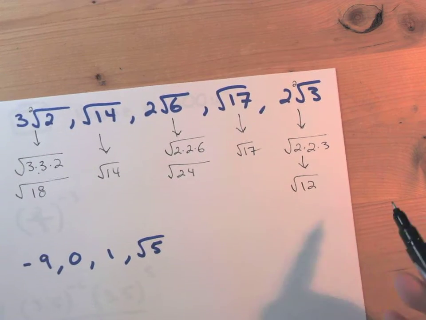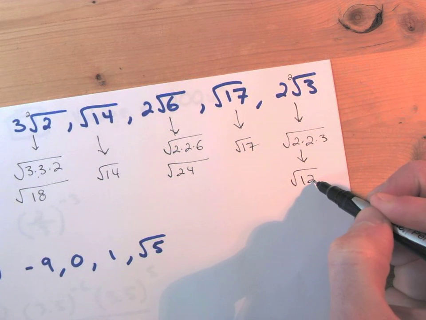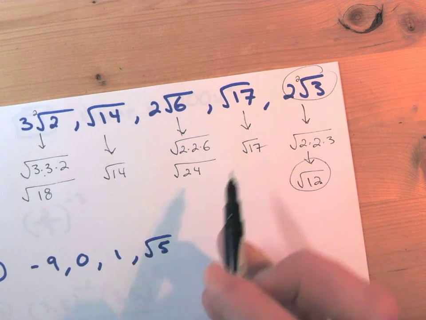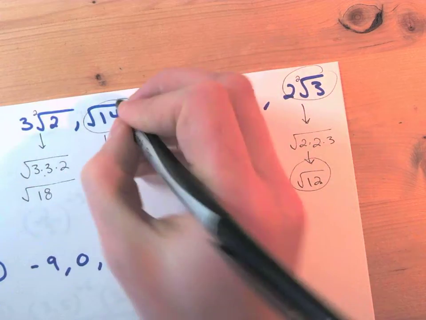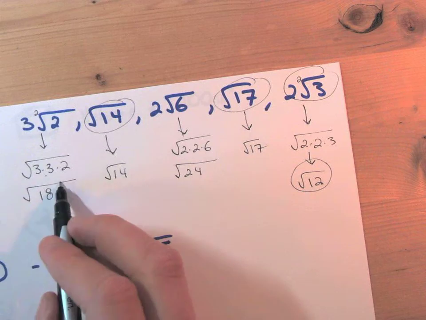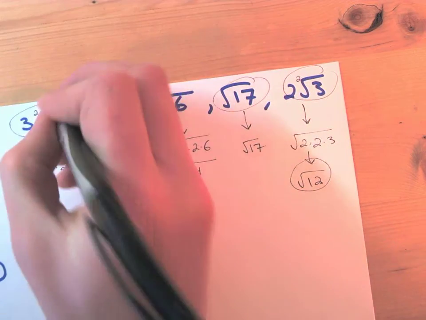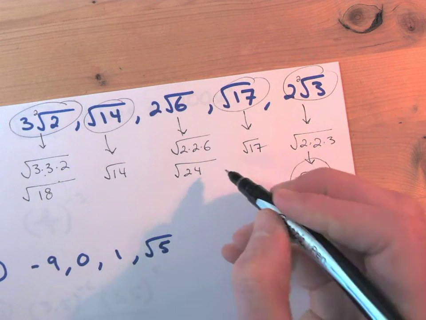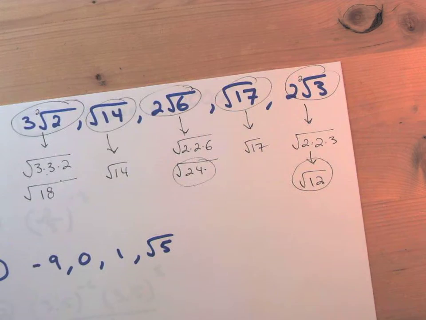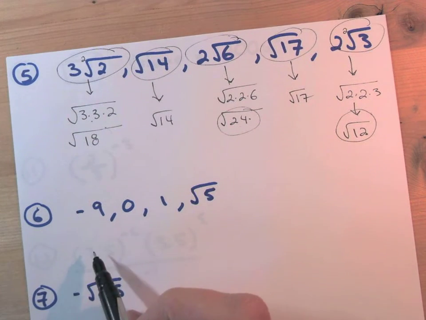Okay? So we know that this one's the least, so that one's the least. And then our next one is root 14. And then our next one is root 17. Then our next one is root 18 here, which is this. And then our last one, our greatest one, is root 24, which is that. Okay? All right, number 6.